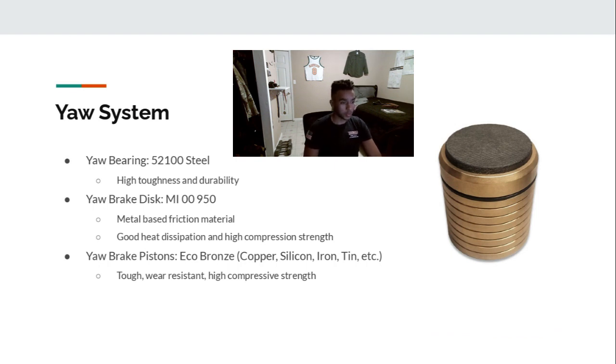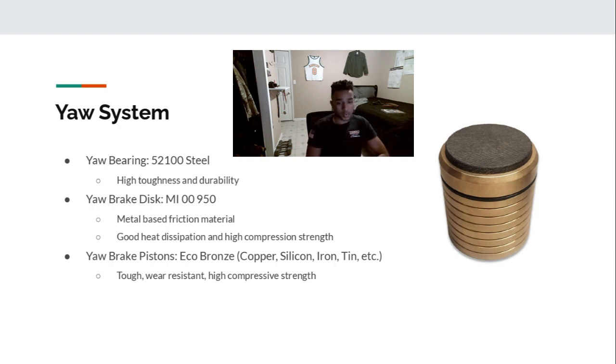Alright, so now let's go over the materials for the yaw system. So for the yaw bearing, the material of choice is 52-100 steel, and this is chosen because of its high toughness and its durability. Now for the yaw brake disc, the material of choice is MI00950, and this is a metal-based friction material, and it's chosen because it has a good amount of heat dissipation, so it can withstand a lot of friction and a lot of heating because of friction, and also has a high compressive strength.